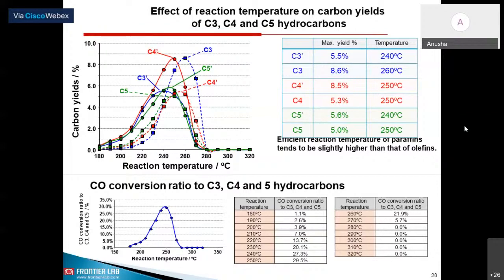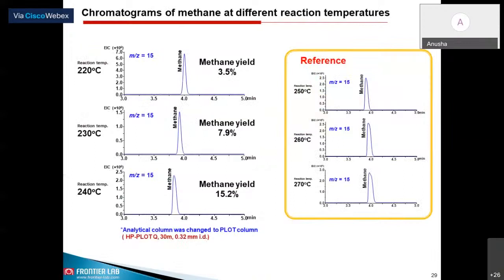And the CO conversion ratio, the ratio at which C3, C4, and C5 hydrocarbons appear, is also around 240. The reaction temperature is mainly between, again, 180 and 300. Whereas at 280 or 270, you could see nothing because it's zero. The maximum is between 250, 260, and 240. So as we already told you, the major range is between 240 and 260 degrees. These are the chromatograms of methane at different reaction temperatures. You can see very clearly the methane yield is maximum at 240 degrees, whereas at 220 and 230, it's not much.